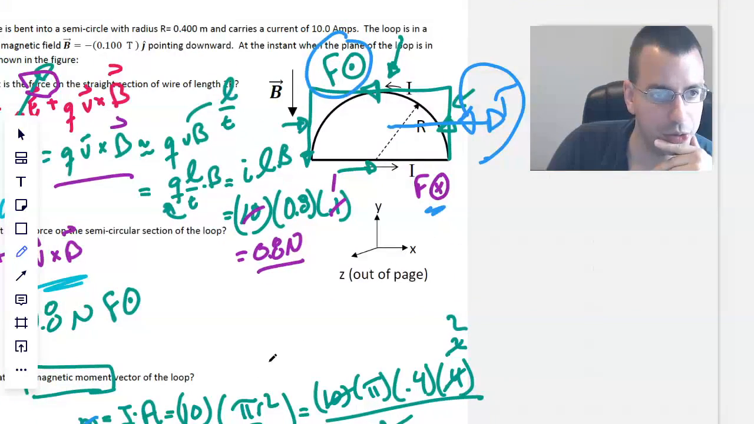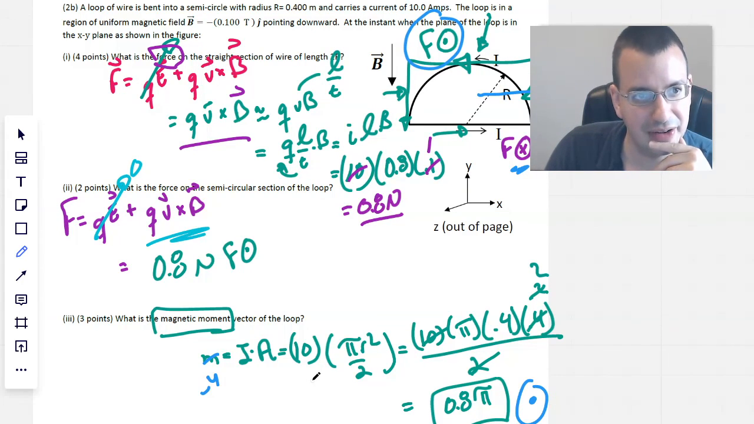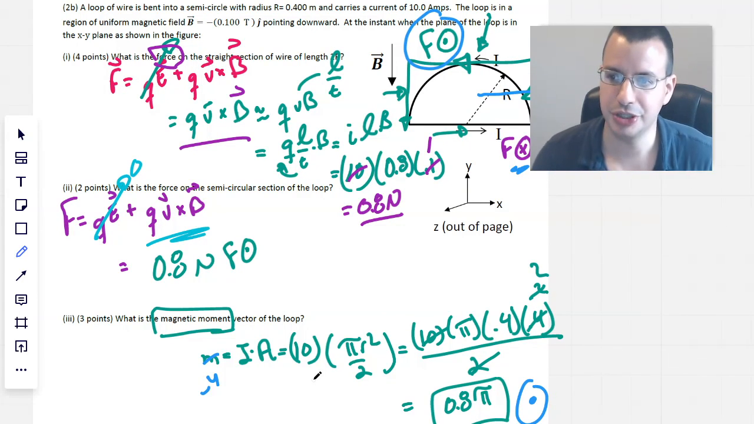So I hope that helped with this problem. This is a classic problem, and it's good to have an understanding of how to do them. So appreciate it. Hope that helps.